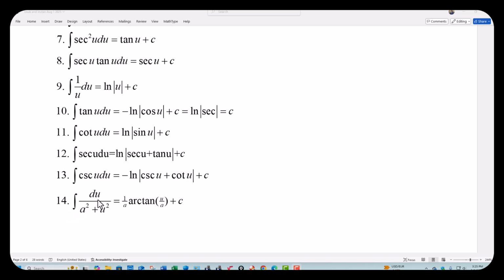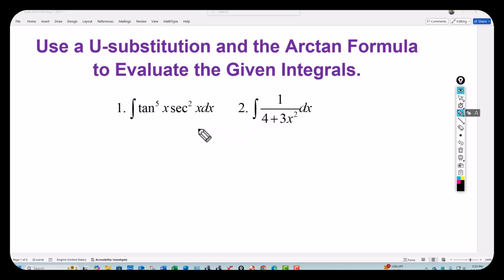If you have an integral of the form du over a squared plus u squared, the value of that integral is 1 over a. A squared is a constant here, and that multiplies the arctan of u over a, plus the constant of integration. So the first one involves the u-substitution. And the second one actually will also involve a u-substitution, and that's to get it in the form where we can use the arctan formula.